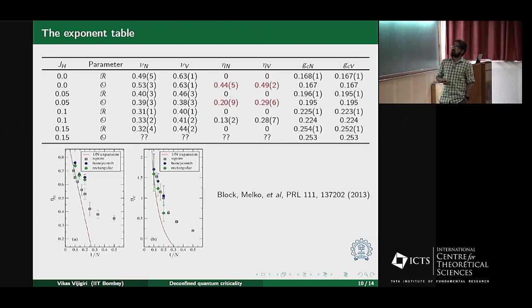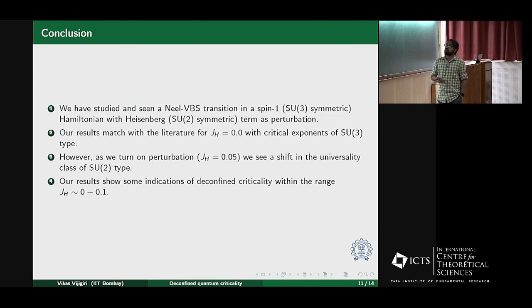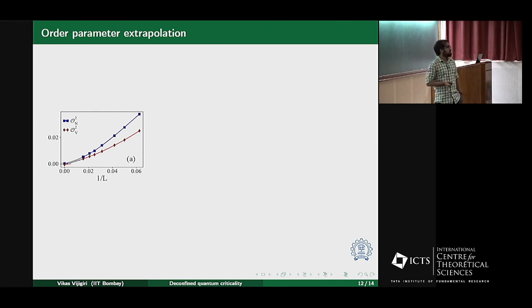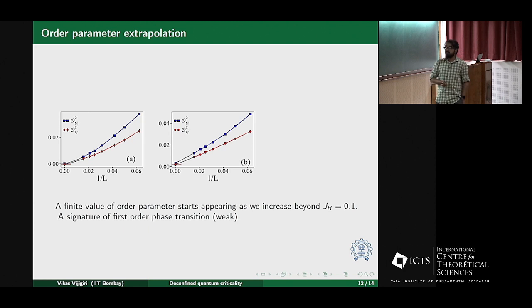I'll come to the point. I have more plots to show, but I have two more minutes. So before coming to the conclusion, we also have signatures from the order parameter extrapolation, where in a first order transition, if the order parameters extrapolate to zero, you will have more confirmation that this is a second order phase transition. This plot is for JH 0.0, and this is for JH 0.1. You will see that extrapolating to the thermodynamic limit, the order parameters are zero, showing it as a second order phase transition.